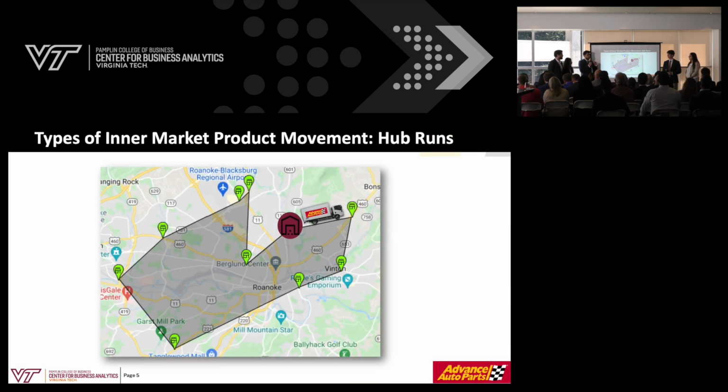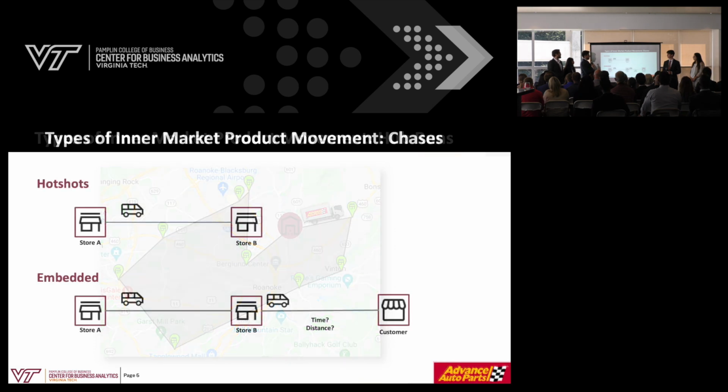But before we get to the data and analytics, I'd like to cover two key concepts that the company uses for their part transfers. The first is the hub run. This is just the standardized way Advanced Auto Parts moves their parts from store to store from a central hub store. They use a third-party delivery driver, and a hub store is simply a regular store with a larger amount of inventory. The other concept is the chase.